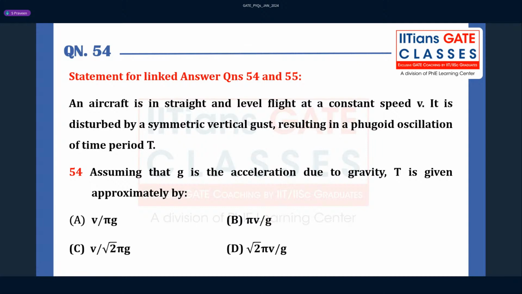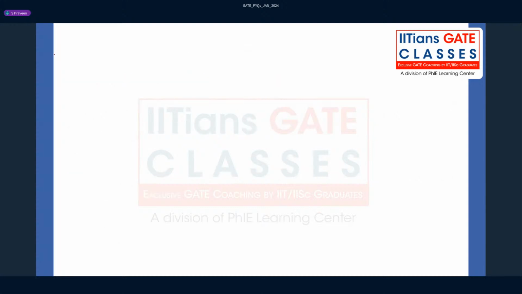Okay, so let's again do this. It's a simple, straightforward formula. He's saying that it is disturbed by a symmetric vertical gust. That's one thing. It results in a Phugoid oscillation. Phugoid is basically where your time period is large, which means my angular frequency is low. Just let me go to the next slide.